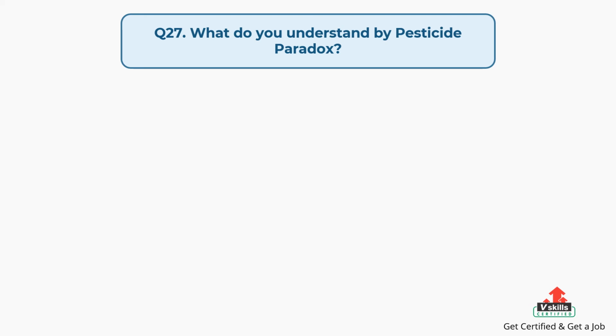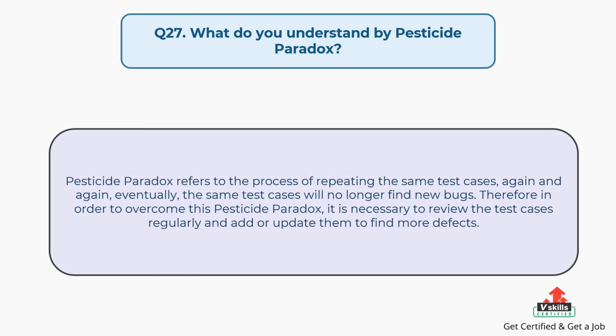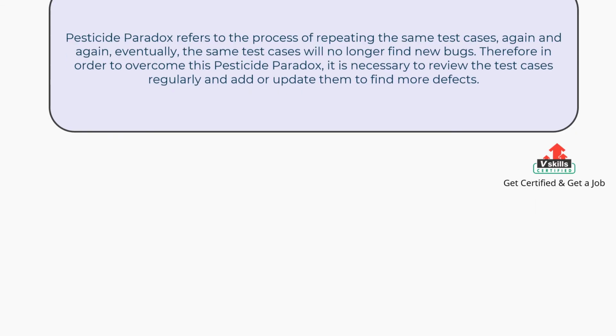Question number 27. What do you understand by pesticide paradox? The answer is: pesticide paradox refers to the process of repeating the same test cases again and again. Eventually, the same test cases will no longer find new bugs. Therefore, in order to overcome this pesticide paradox, it is necessary to review the test cases regularly and add or update them to find more defects.